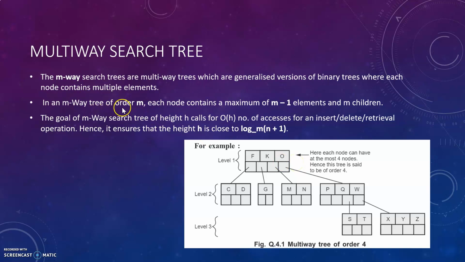An M-way search tree of order M contains a maximum of M minus 1 elements and M children. That is the property, and the goal is that an M-way tree of height h calls for big O of h number of accesses for insert, delete and retrieval operations. So this is all about the multi-way search tree.